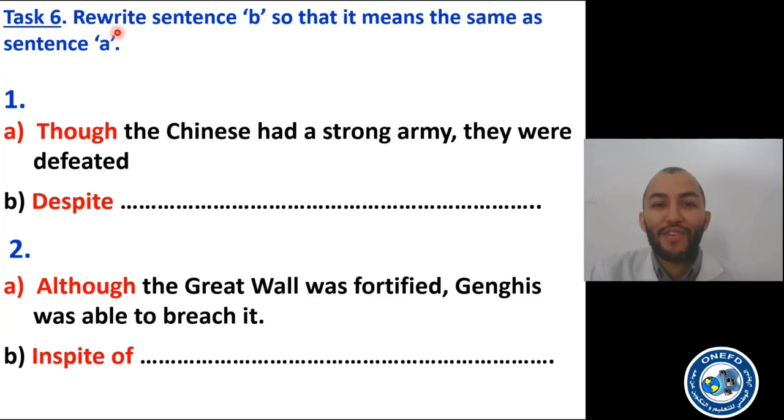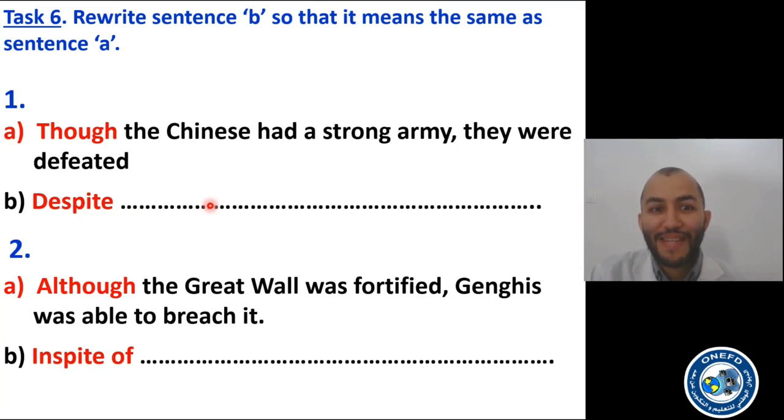Task 6. Rewrite sentence B so that it means the same as sentence A. So in this activity, you are going to have sentence A and sentence B. For example, let's say the first one. Though the Chinese had a strong army, they were defeated. You need to rewrite it by starting with despite. So be careful if there are any modifications you have to bring to the sentence.